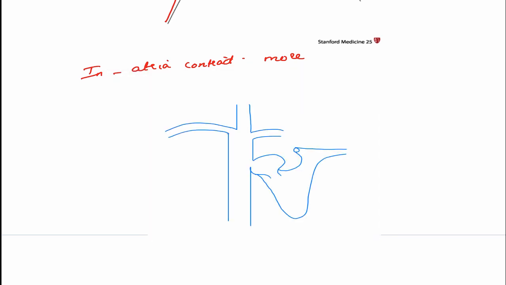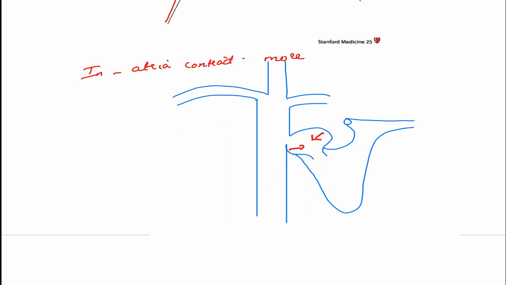Let us come back to this diagram. So atria is contracting more forcefully when there are some pathologies. What pathologies? Most importantly, the tricuspid valve has now become stenosed. That is, the opening has become very narrow. In that case, for the blood to flow from the atrium to the ventricle, it has to contract more forcefully. So as a result, the pressure will increase. So one very important cause is tricuspid stenosis.